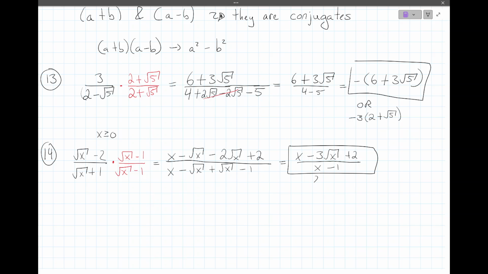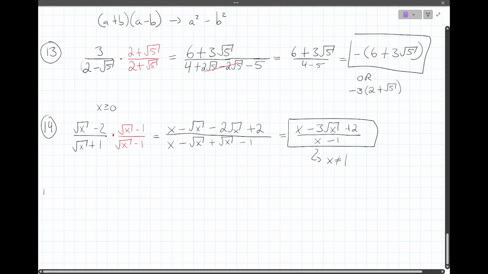So now I know that also x cannot equal 1, because otherwise I'll divide by 0. So also x can't equal 1. We're going to do that a lot more in the next unit. Okay, and 15.